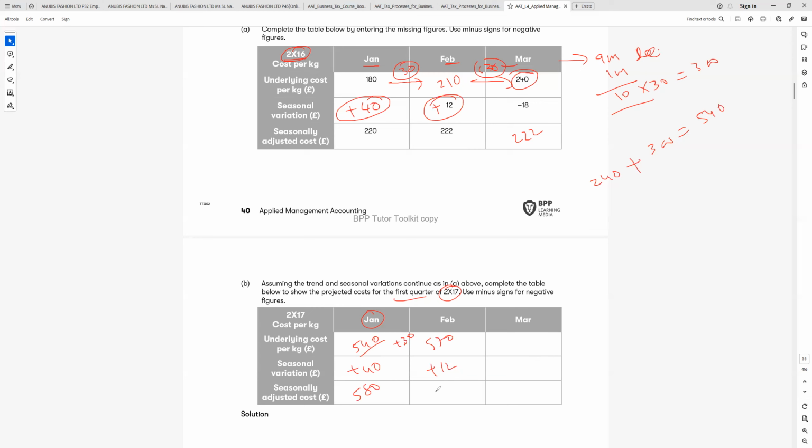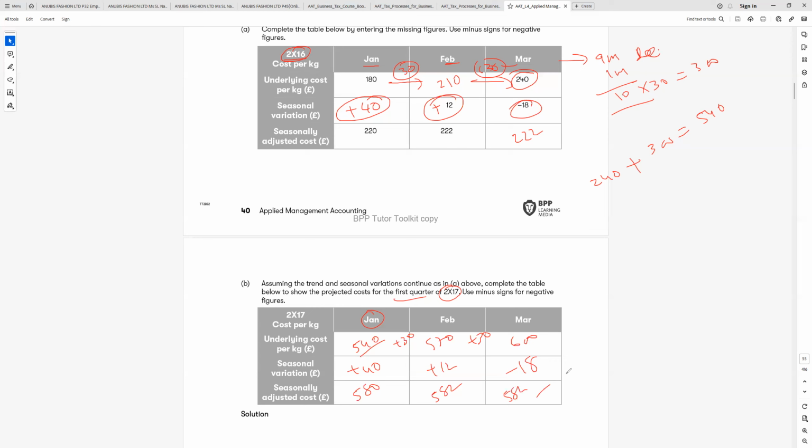So it will be 585. And 570 plus 30. On March, it will be 600. And on March, you have the seasonal variation, minus 18. And that will give me 582.